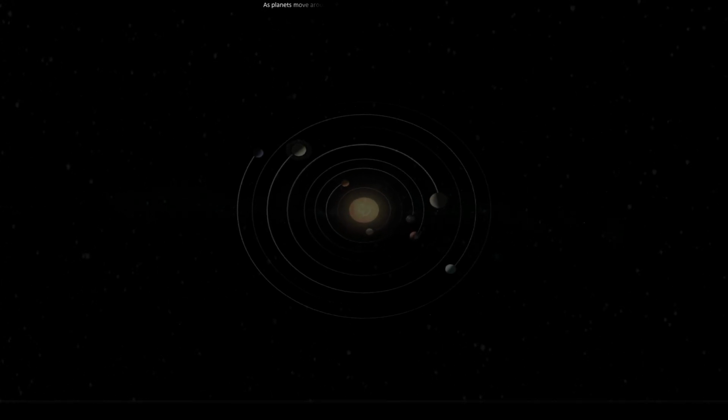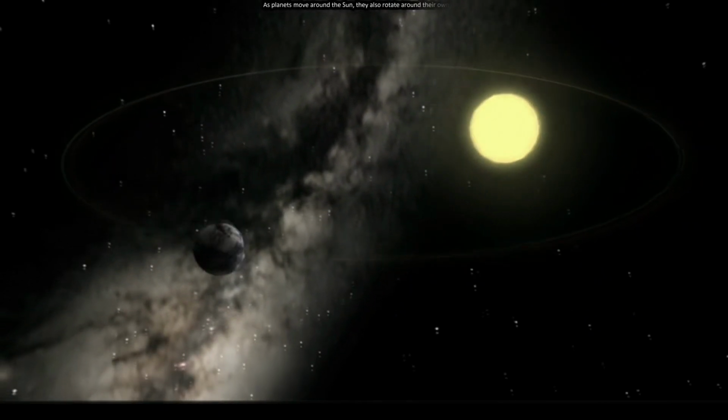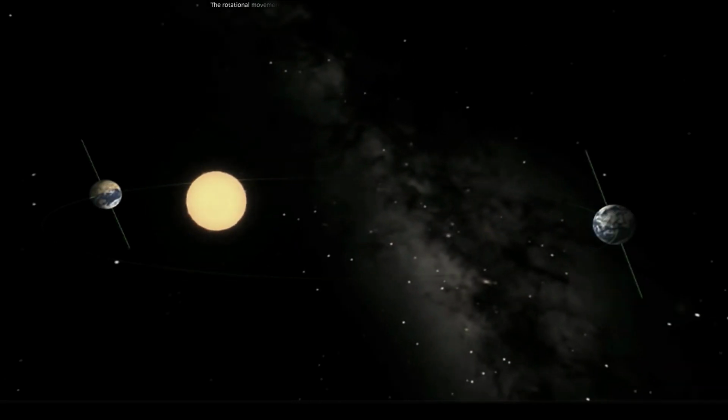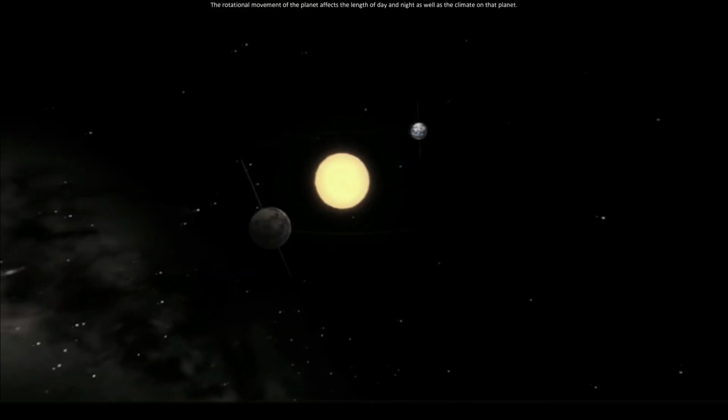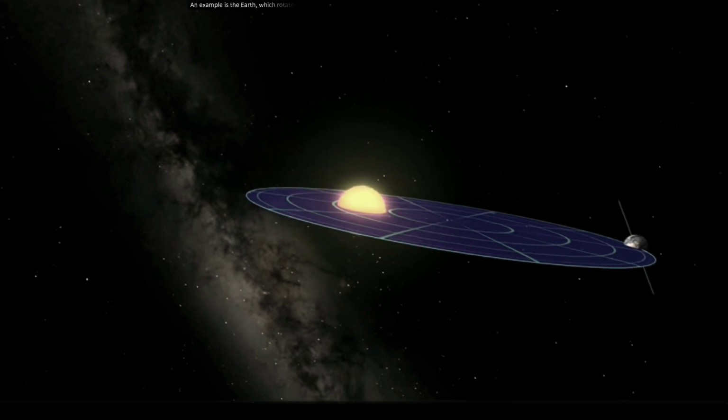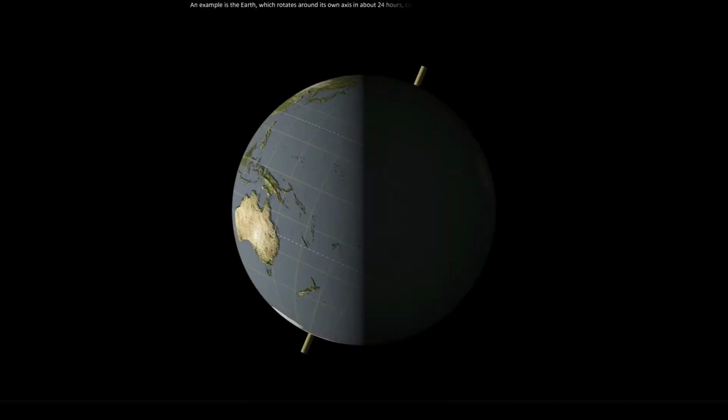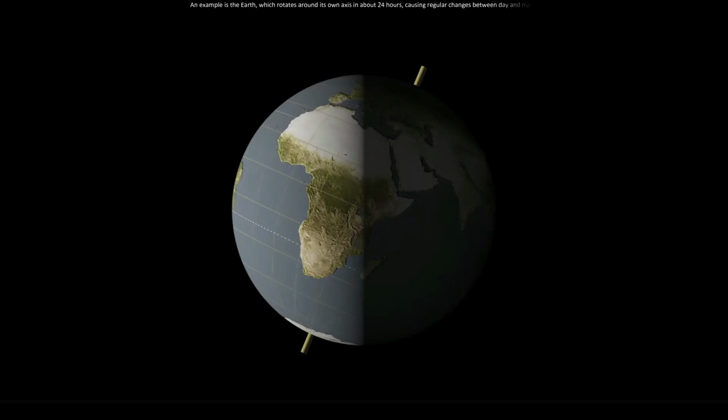As planets move around the Sun, they also rotate around their own axes. The rotational movement of the planet affects the length of day and night as well as the climate on that planet. An example is the Earth, which rotates around its own axis in about 24 hours, causing regular changes between day and night.